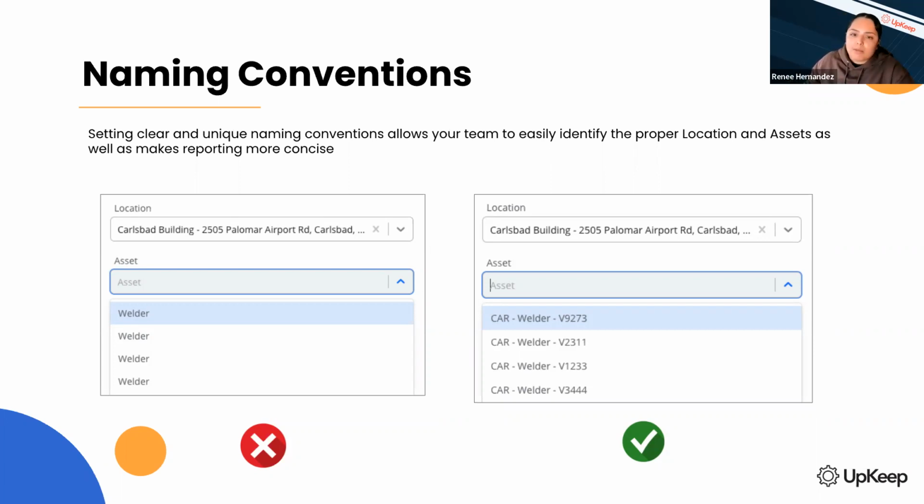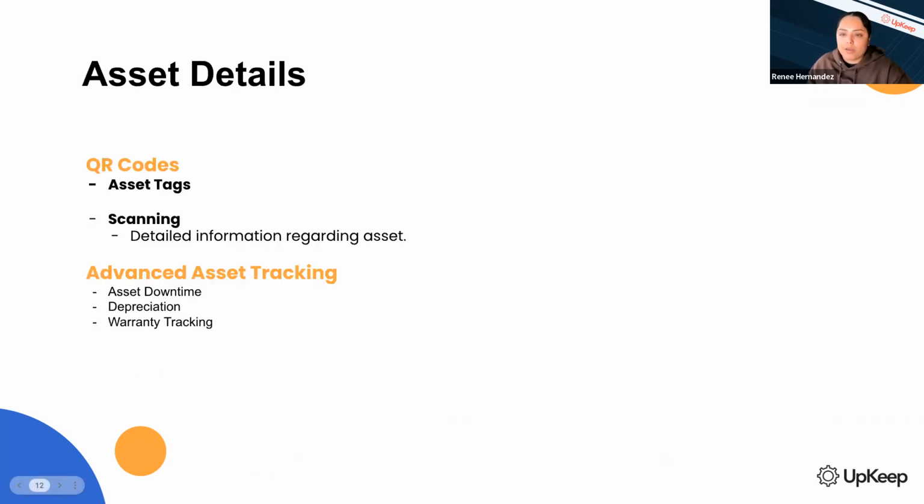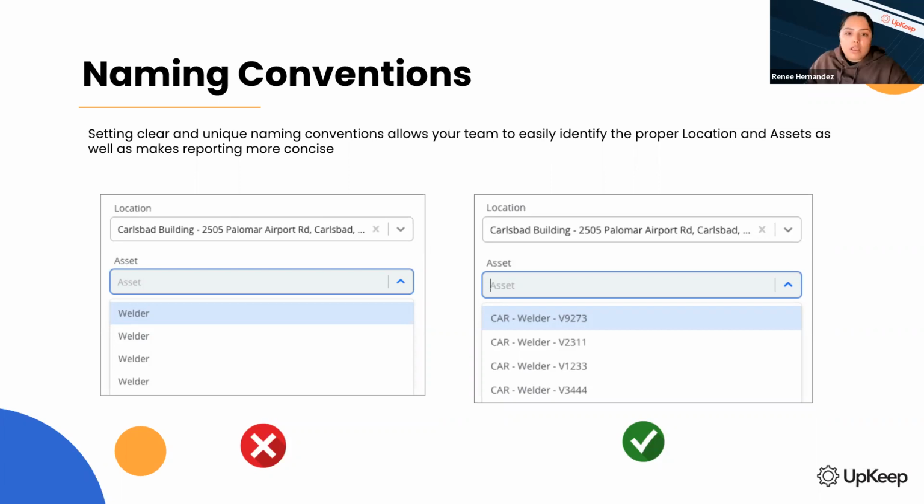If you see the example that I've shown below, notice how I have multiple welder assets in my Carlsbad location here. They're all different welders, but just looking at the name, you don't know which individual welder item this is for. And if you look to the right, I do have an organized naming convention that helped me set up which exact welder that I need. Really just saves a lot of time searching and scrolling.